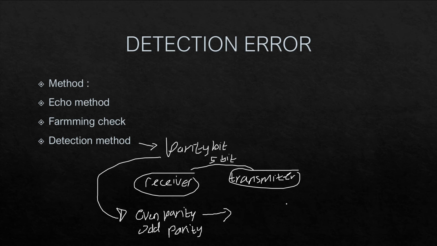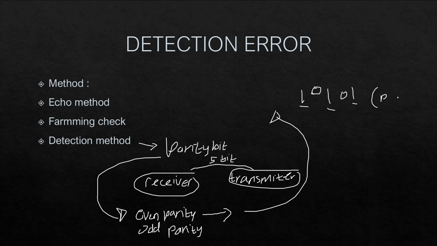For the example of even parity, I have given data 1, 0, 1, 0, 1. Because the total number of 1s is odd, we must make the total even, not odd. So the parity bit is 1. It becomes 1, 0, 1, 0, 1, 1. Now, the number of 1s becomes even, not odd anymore.